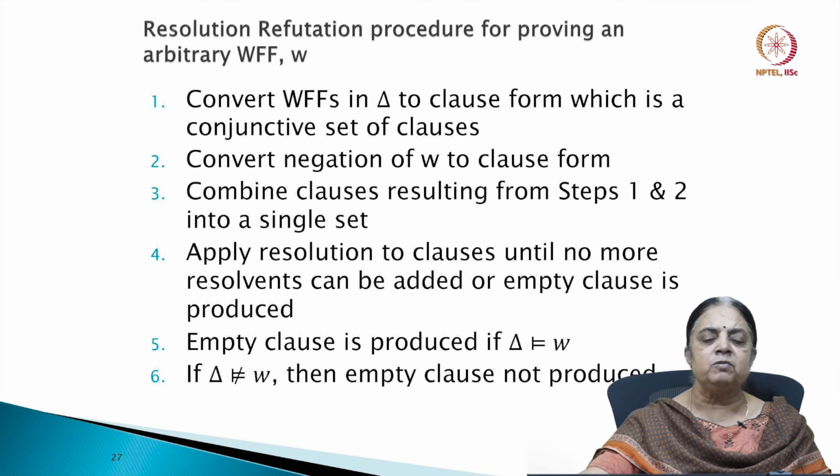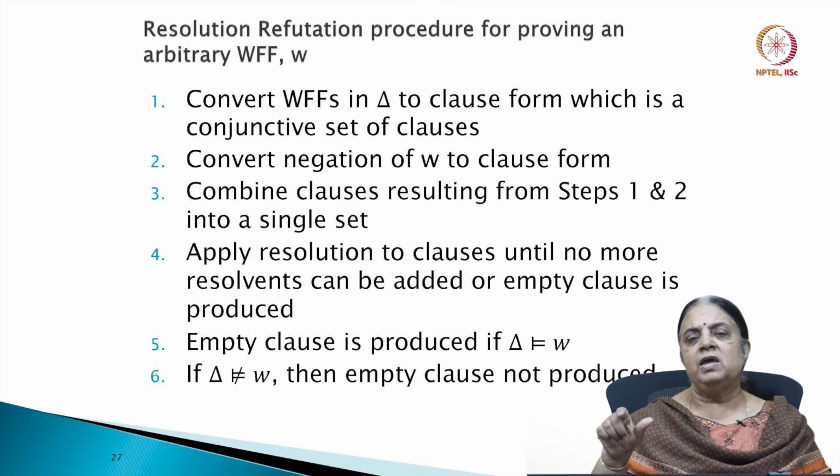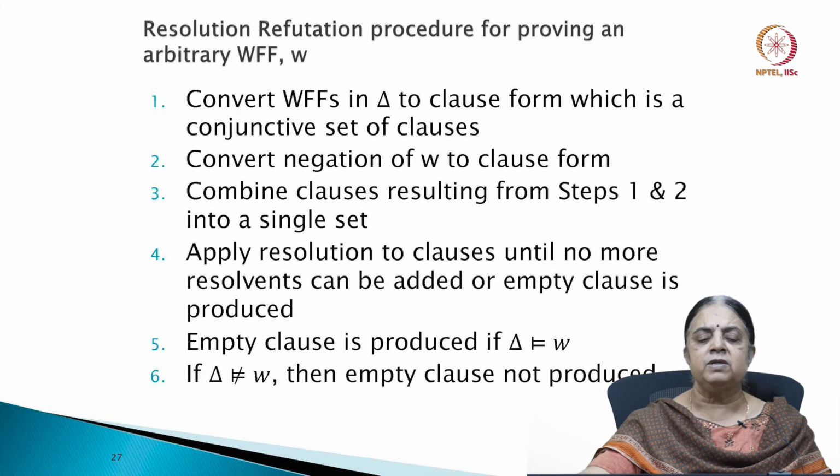So first, what we do is convert the sentence to conjunctive normal form. When we say conjunctive normal form, we mean that each of the clauses will have only disjunction in it. For example, when you say P implies Q, you get not P or Q. This is one clause, and you may get a number of such clauses.